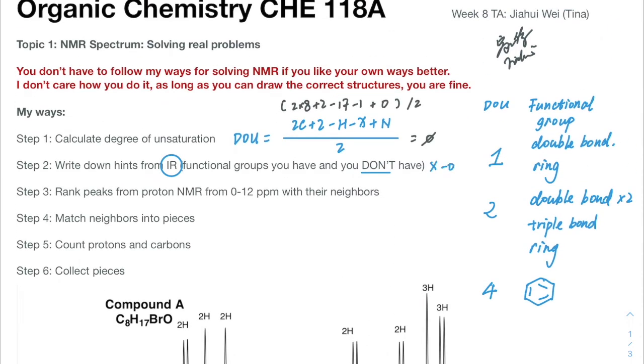Let's write down the hints next to our IR. So no hydroxyl, no double bond, no triple bond. But pay attention to what we have in the formula. There's an oxygen. So what are the combinations of oxygen? It can be an alcohol or it can be an ether. But we already know that we don't have a hydroxyl peak in our IR spectrum. So it cannot be an alcohol. It must be an ether.